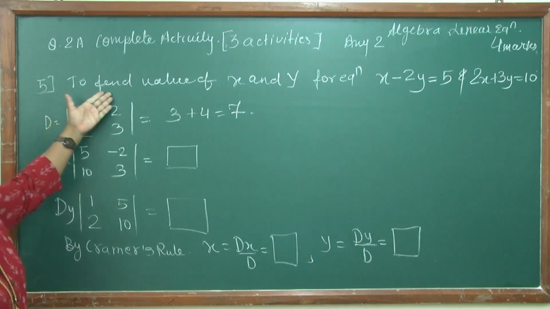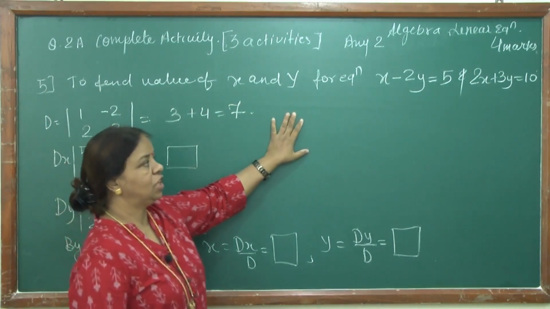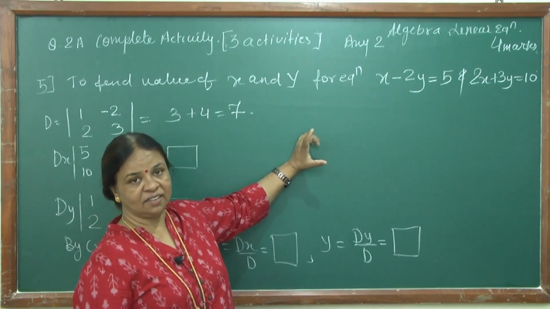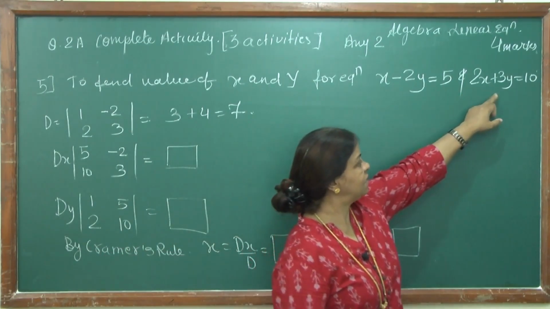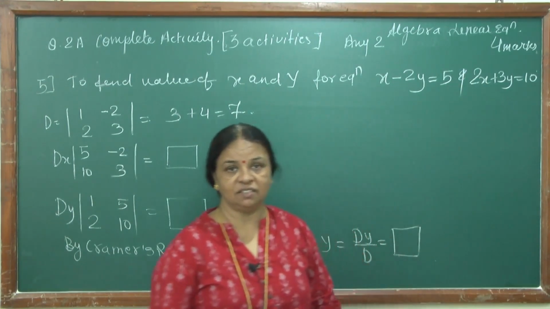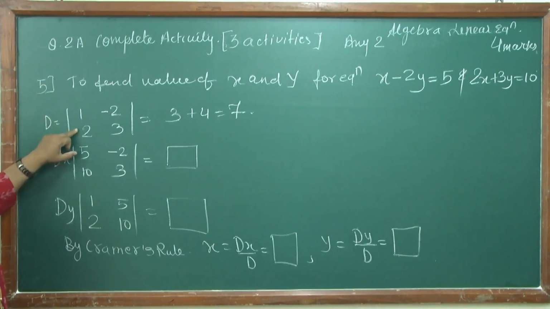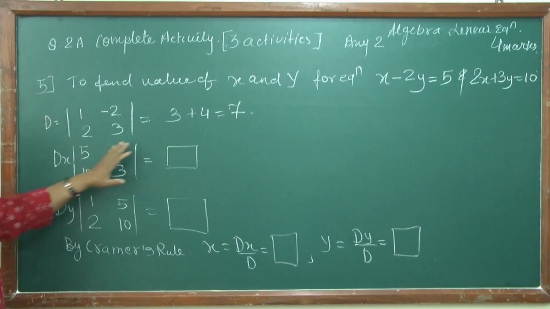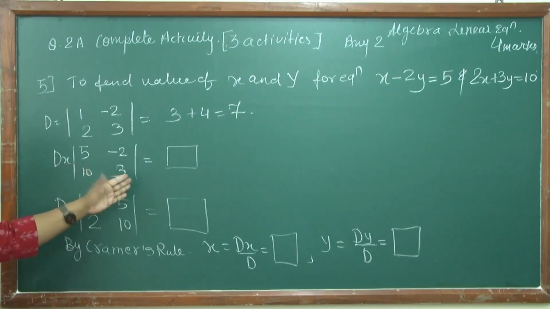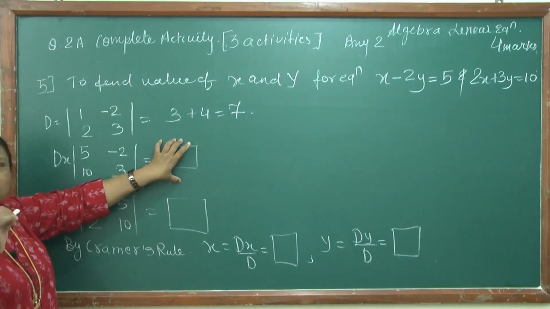Question 5, we have to find the value of x and y for the equation x minus 2y is equal to 5 and another equation is 2x plus 3y is equal to 10. This value of x and y we have to find, children. Here D is 1, 2, minus 2 and 3 given already. 3 plus 4, 7. So value of D we know is 7. Value of Dx we need to find here. Only one box is given.